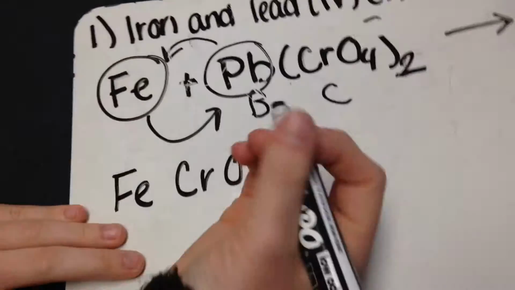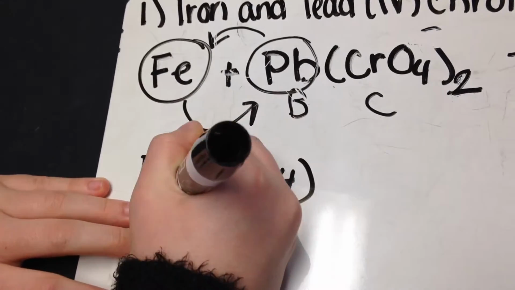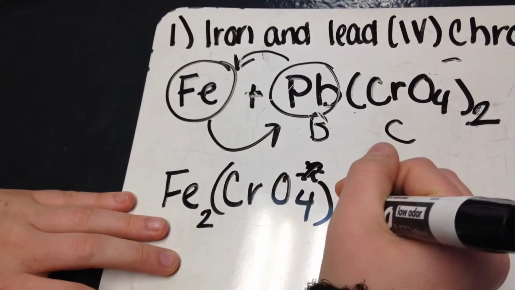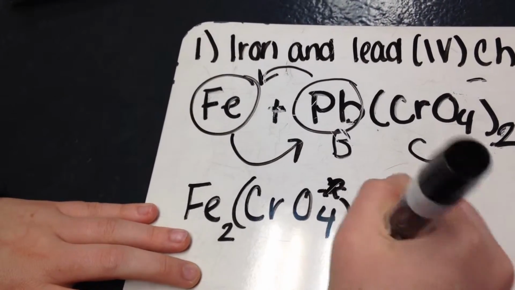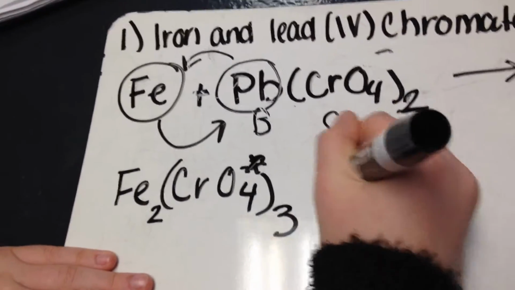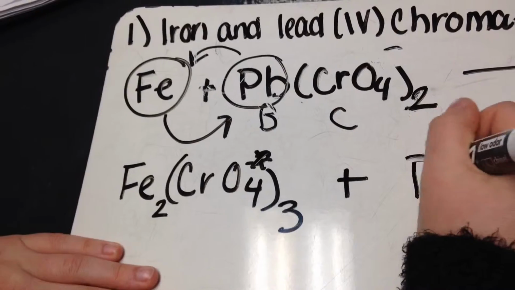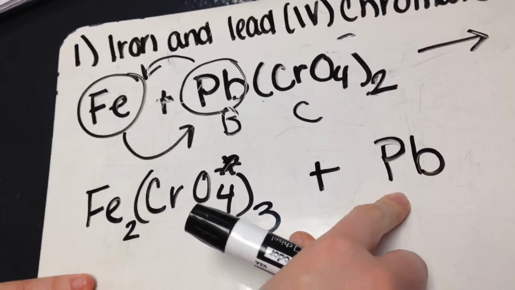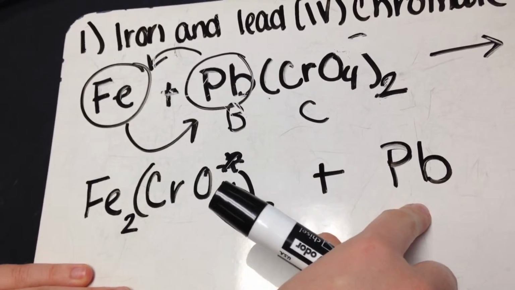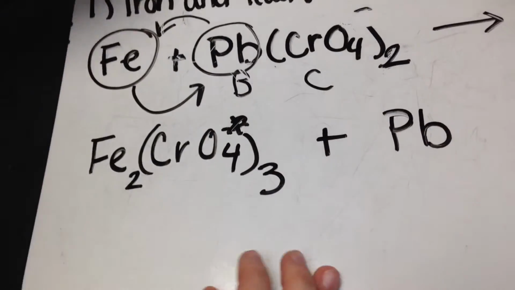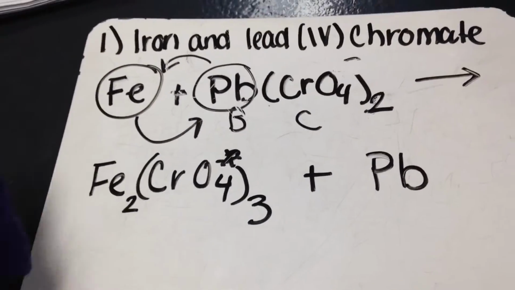Iron has a 3 charge, so now these don't cancel. So it's Fe2, because this is -2, remember? And chromate, CrO4, 3. Plus your new lone element, which is lead, Pb. Because this is not a diatomic element, it will not have its charge there. Okay, so now that we have that, let's rewrite it.